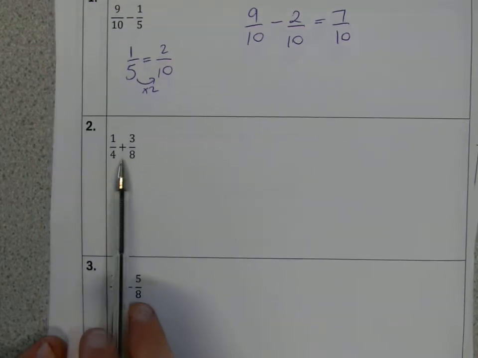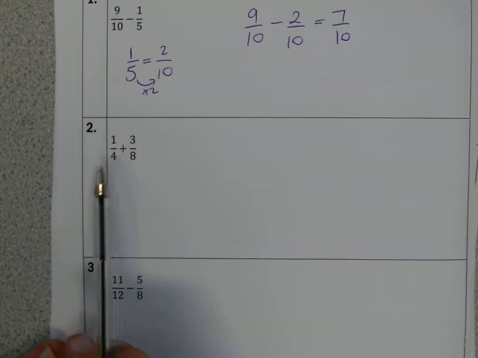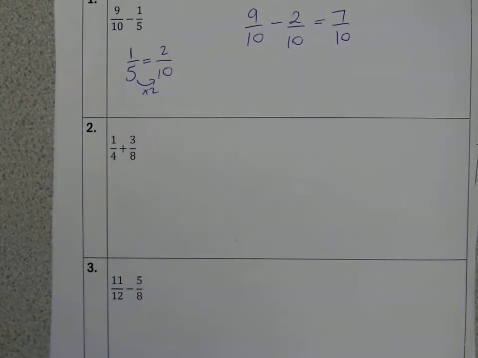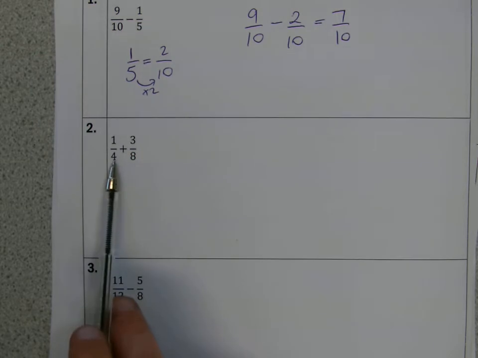When we go to question 2, we're adding. Again, I only need to change one of these fractions. So that we'll end up having a common denominator of 8. And I can do that, can't I? That's the whole point about this. I can change these so that they're both out of 8.